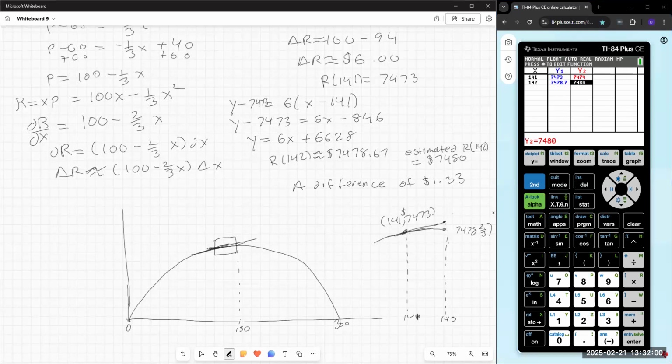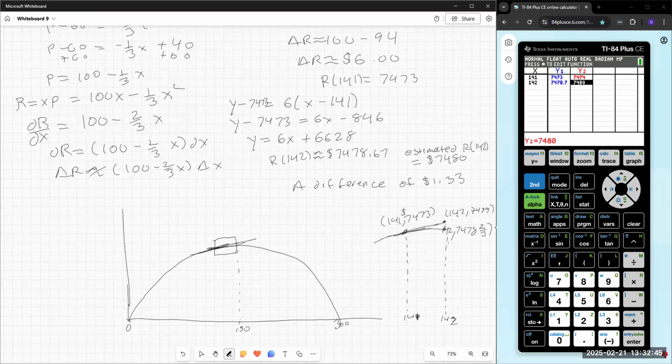This point is 142, 7480. And you can see the difference there is, I got 79 here when I did it before. So the difference there is just a third of a dollar, or about 33 cents.